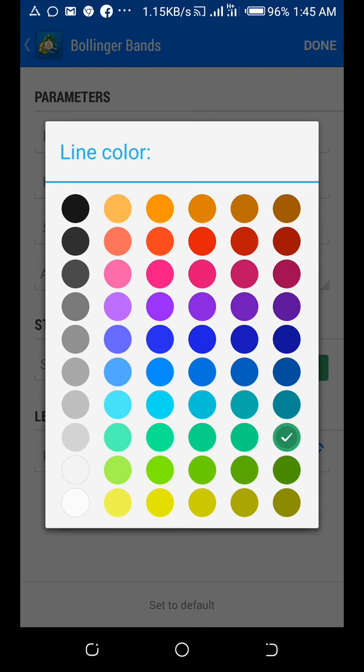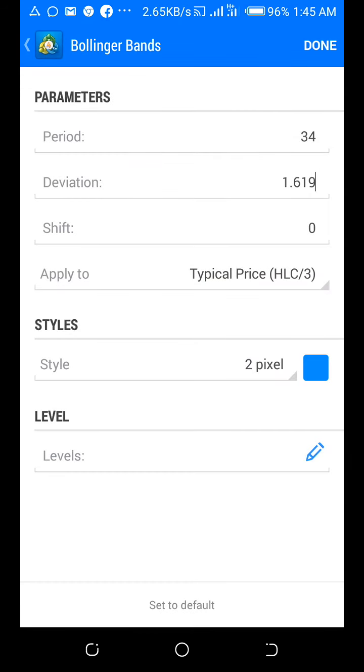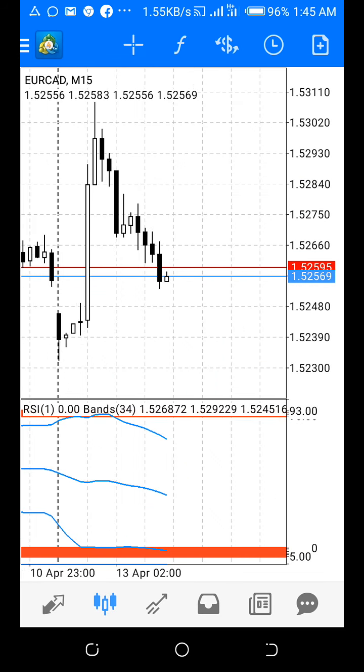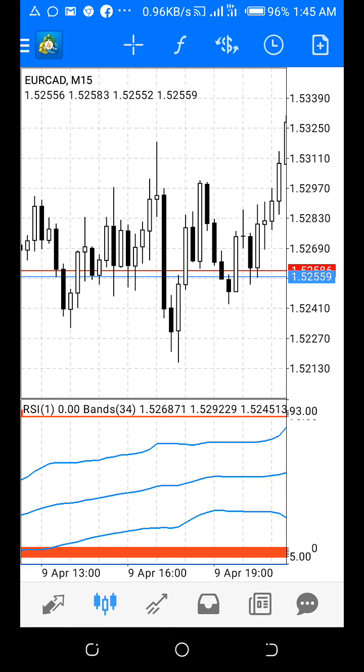But it's not important that you follow my color here. You can use any color you like. Just make sure you know what you are doing. That's all. Levels, we won't touch the levels here. Press done. See what I can see on my chart.